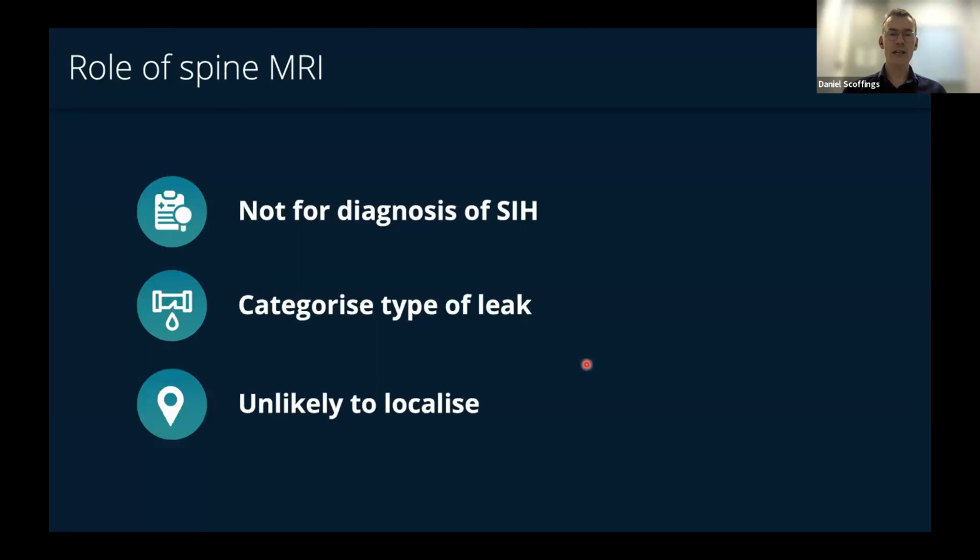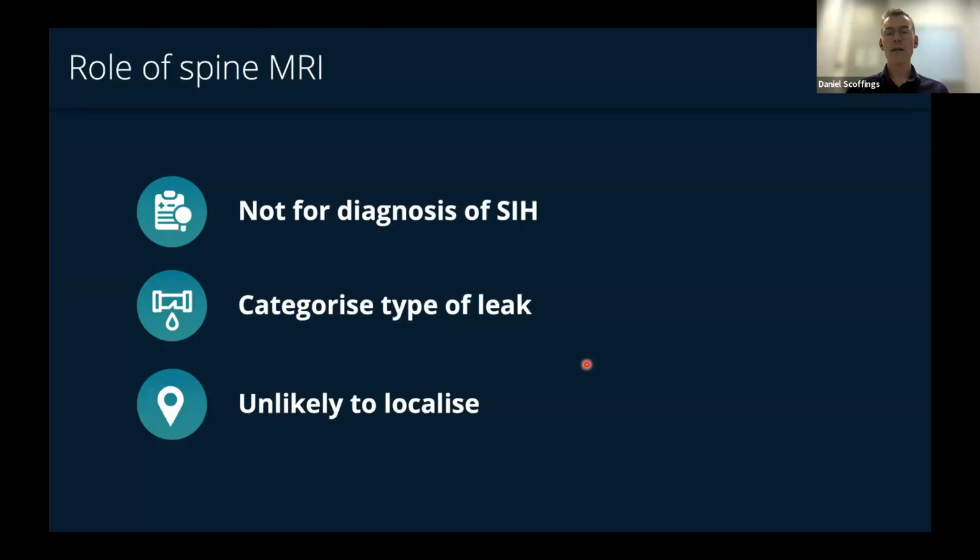That's the role of brain MRI, but you might see some findings that support the diagnosis. It's not to try and localize the leak, but as Lau will show you, you can sometimes see where the leak is coming from on an MRI, but you shouldn't rely on MRI for this. It's really a bonus piece of information. The main role is to try and categorize what type of leak a patient has.